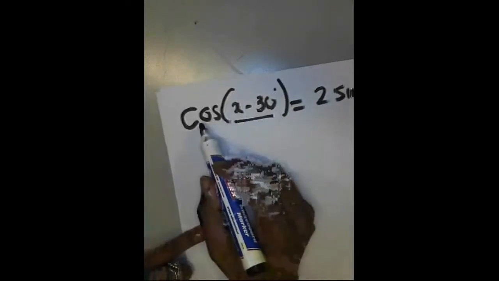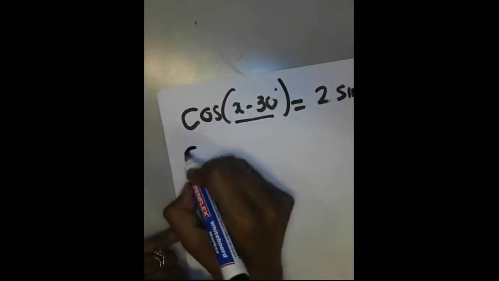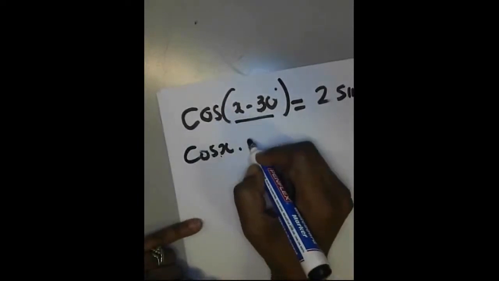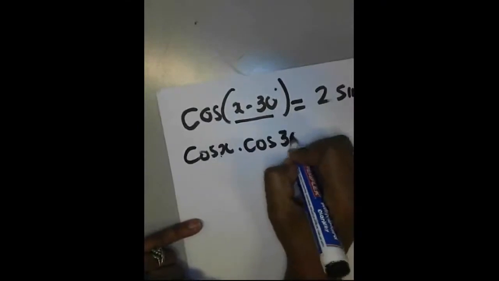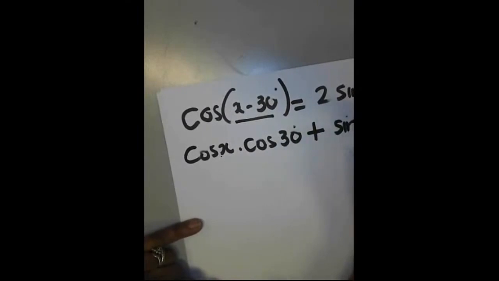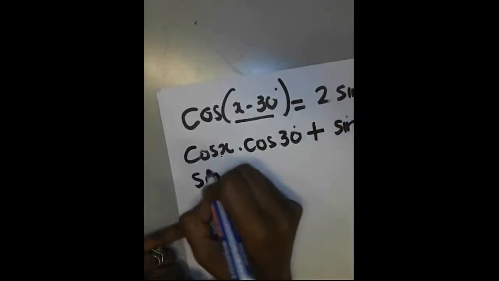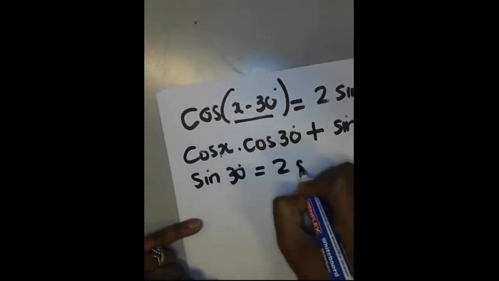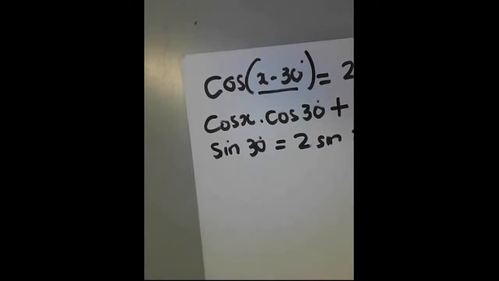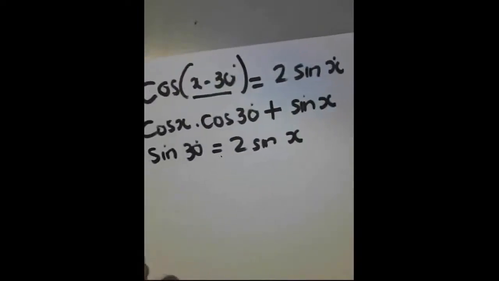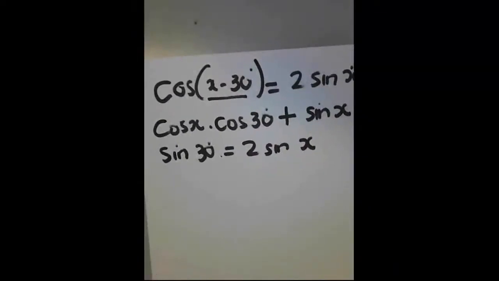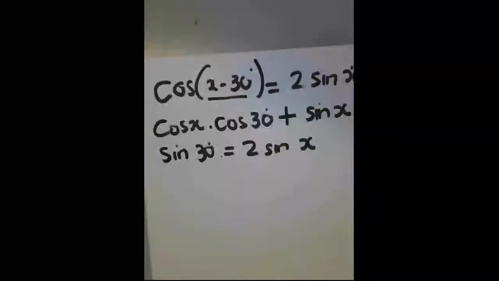So cos is my cos rule. This becomes cos x times cos 30 degrees, change the sign, plus sin x times sin 30 degrees, is equal to 2 sin x. Isn't that amazing? So in other words, I have to remember I can't just divide because I need to expand correctly.